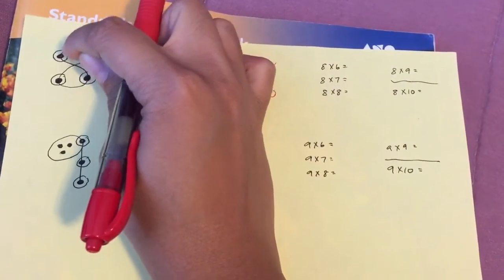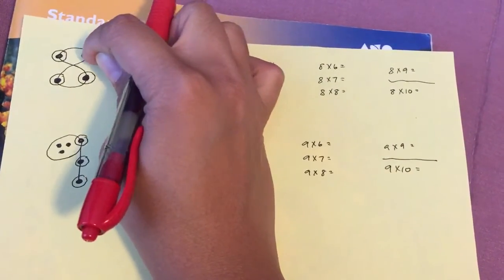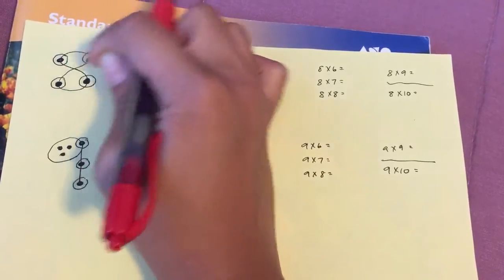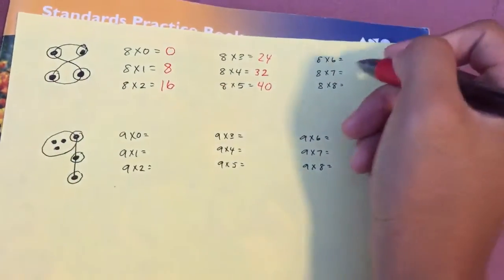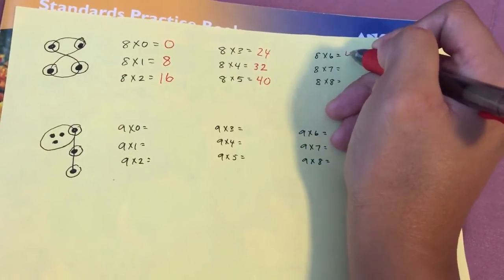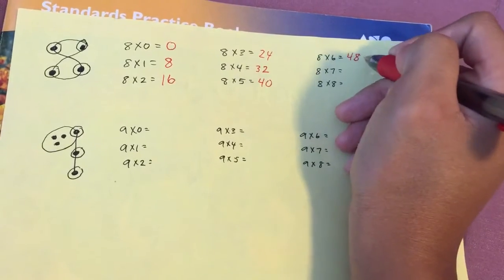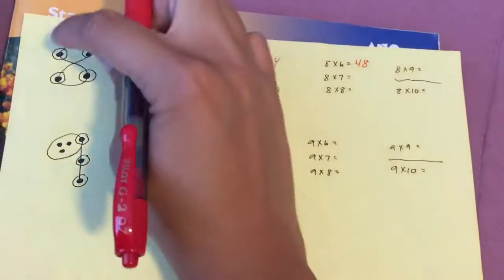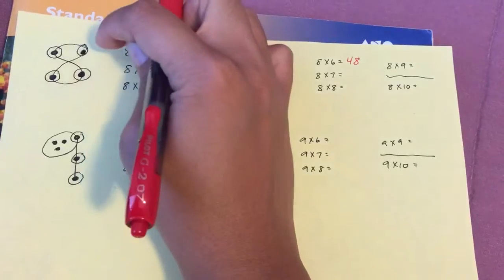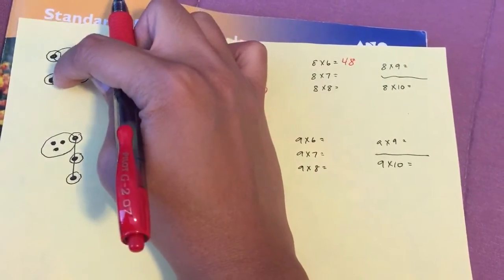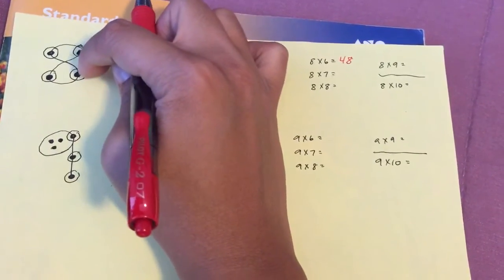The number after 40 is 41. 41, 42, 43, 44, 45, 46, 47, 48. 8 times 6 is 48. The number after 48 is 49. 49, 50, 51, 52, 53, 54, 55, 56.